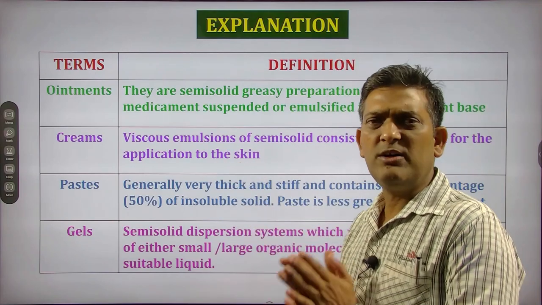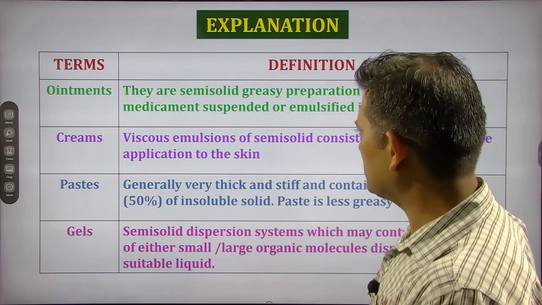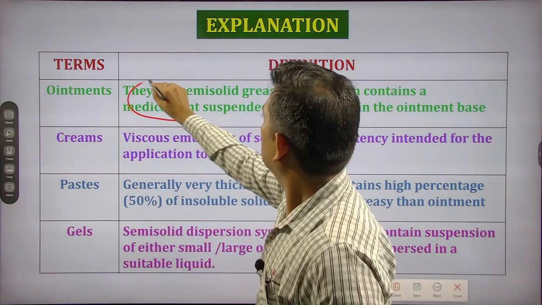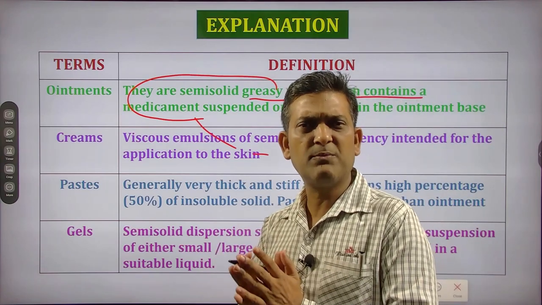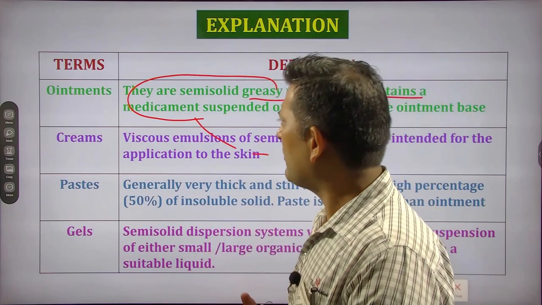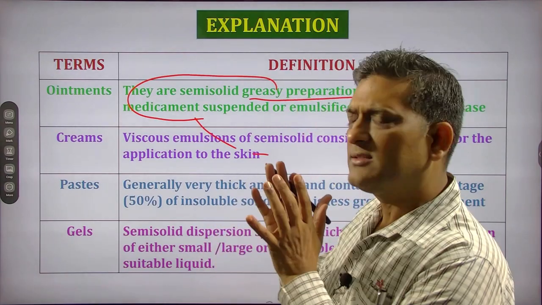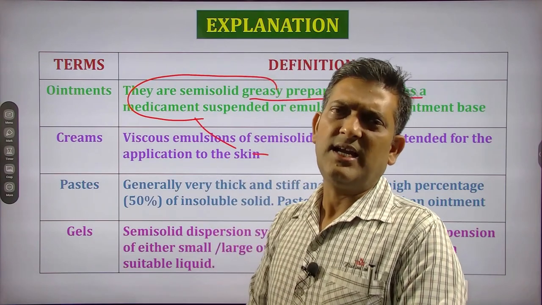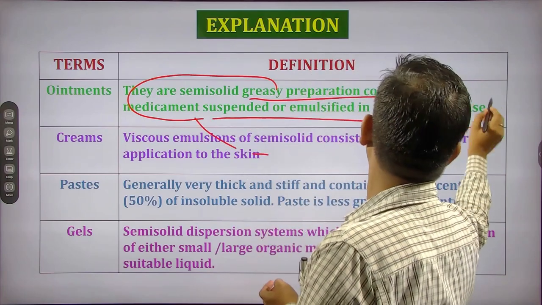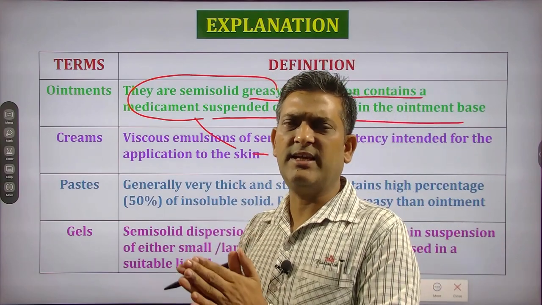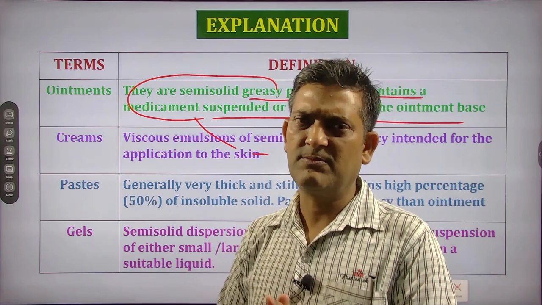Ointments, as per the definition given yesterday in the previous class, are semi-solid greasy preparations containing a medicament suspended or emulsified. Ointments are semi-solid preparations intended to be applied on the skin surface, and apart from the drug, they contain other medicaments which are suspended or emulsified in the ointment base. It was discussed earlier that an ointment contains a drug and a non-drug part. The non-drug part is nothing but the inert base, the ointment base.